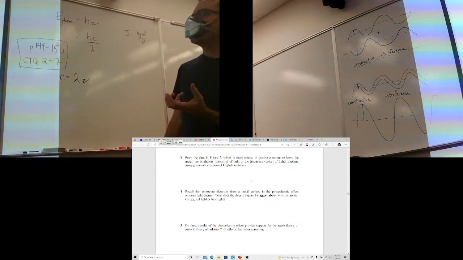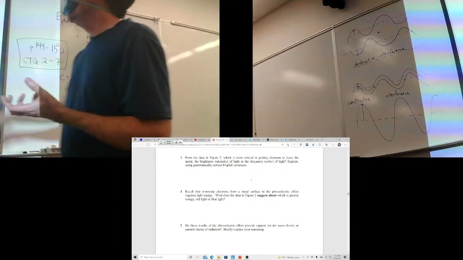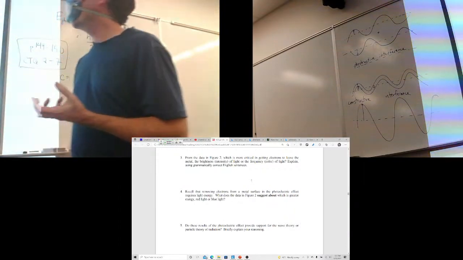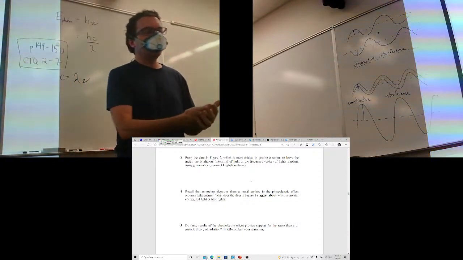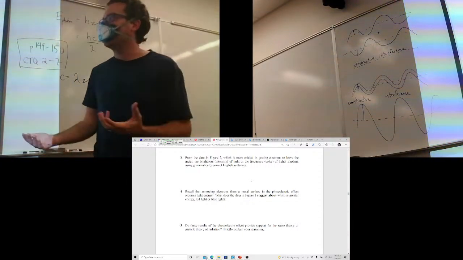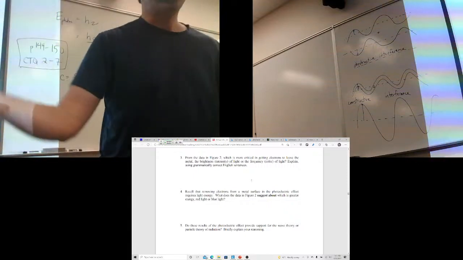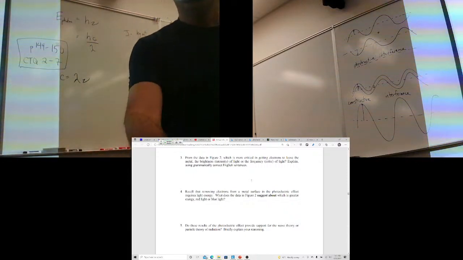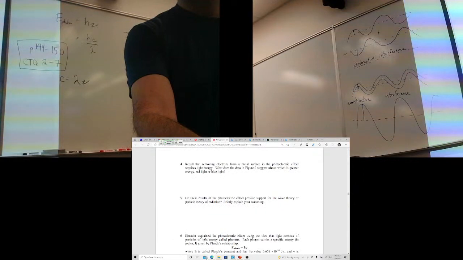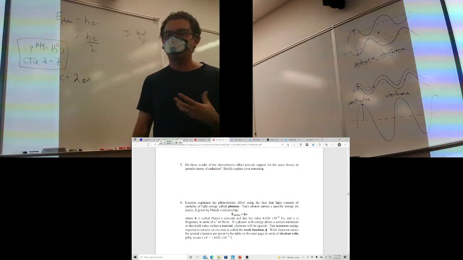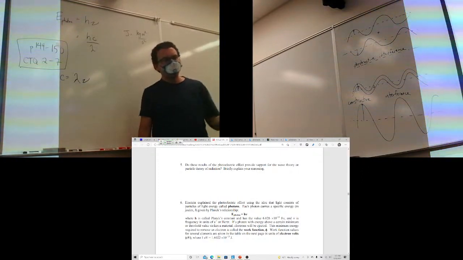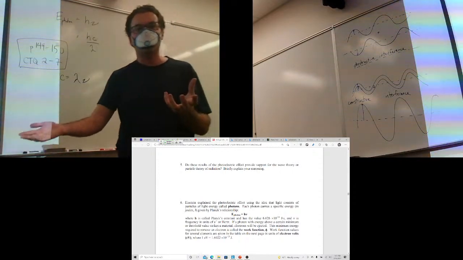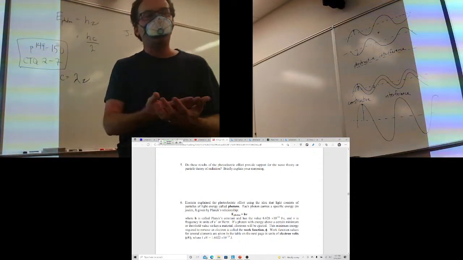Recall that moving electrons requires light energy. What does the data suggest about which is greater in energy, red or blue light? Well, only the blue light made electrons leave, so blue light must be higher energy. This is kind of assuming you don't know this stuff yet. Do those results provide support for the wave theory or particle theory? Well, the wave theory predicts that bright light is where the energy is, and if bright light doesn't cause electrons to move, then it's got to be the particle theory. That's correct.